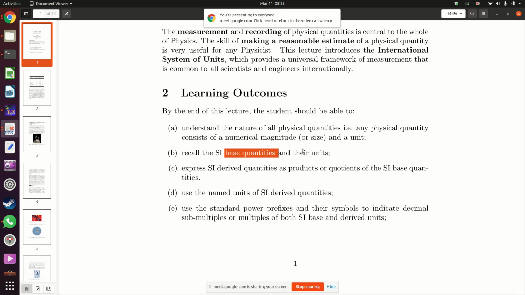Now, you are required to know by heart these 7 base quantities by the time we're done with our course, and what their units are.